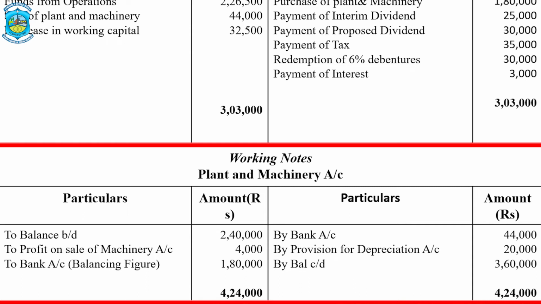So here we see that during the year this 1,80,000 will be the balancing figure, because the total of this credit side is rupees 4,24,000. From this 4,24,000, if we deduct this 2,44,000 rupees, finally we will get 1,80,000 rupees, and this 1,80,000 will be our balancing figure, which is due to purchase of plant and machinery during the year, which is one of the applications of funds.